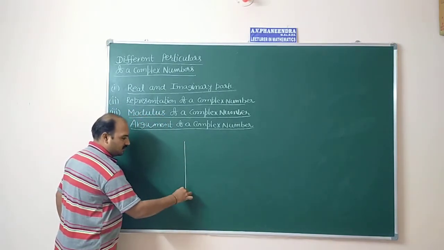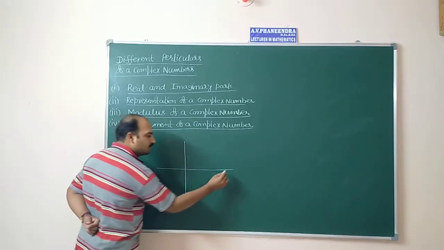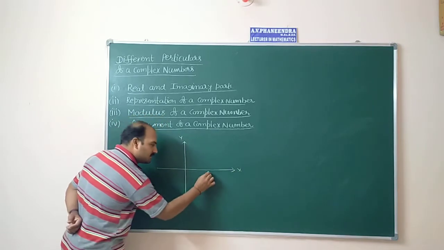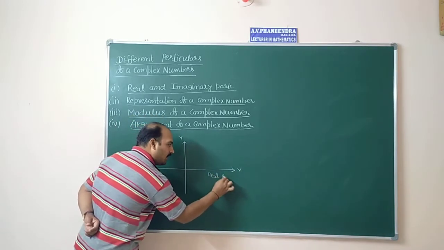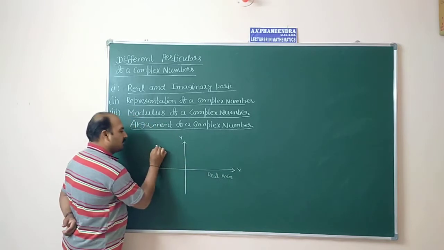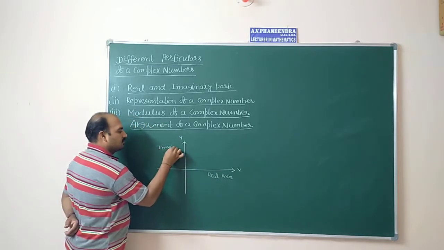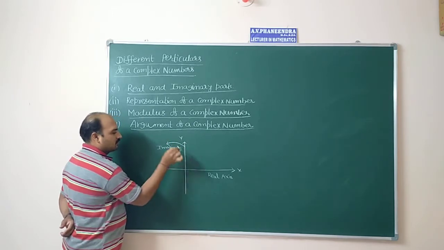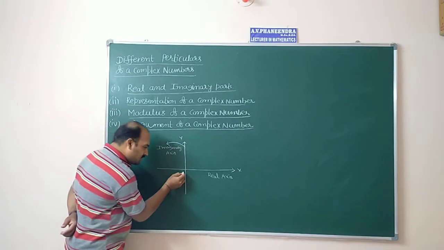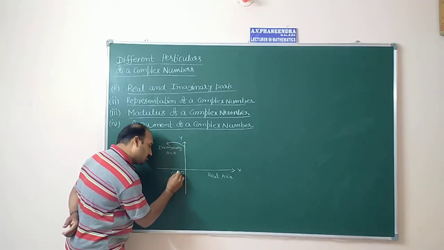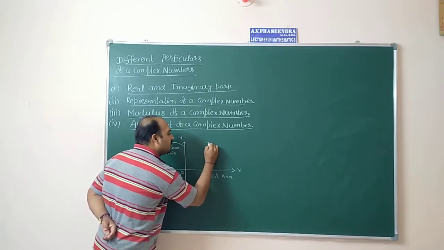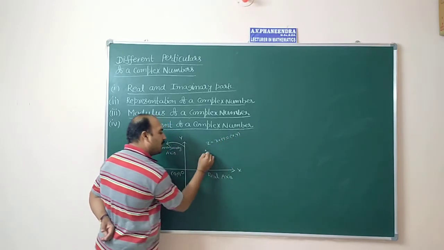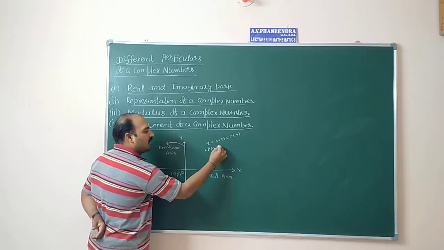This is the complex plane or orthogonal plane. This is the imaginary axis. This is the real axis. This is the origin. This is the complex number z is equal to x plus iy. We can write it as x comma y as an ordered pair. Therefore, P of x comma y.